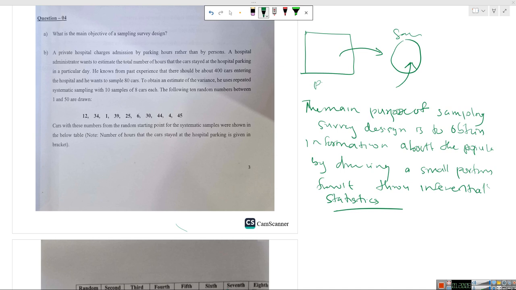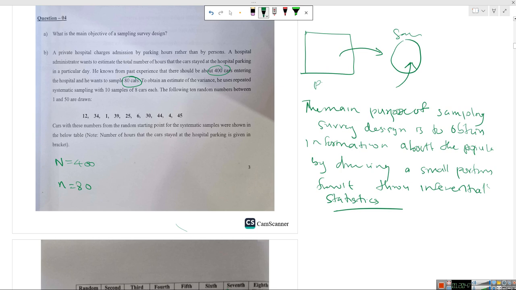Again in the B part they are asking: a private hospital charges admission by parking hours rather than by persons. A hospital administrator wants to estimate the total number of hours that the cars stayed at the hospital parking in a particular day. He knows from past experience that there should be about 400 cars entering the hospital, and he wants to sample 80 cars. So we have to summarize the paragraph and draw information. So N is equal to 400 and simple n is equal to 80.